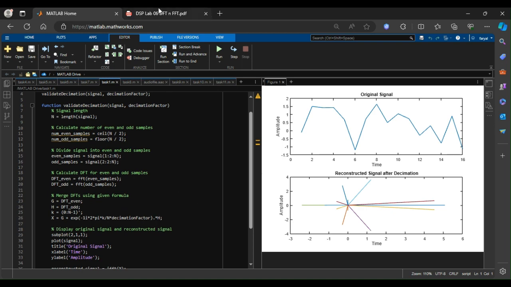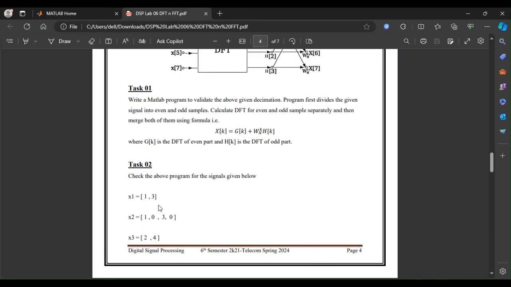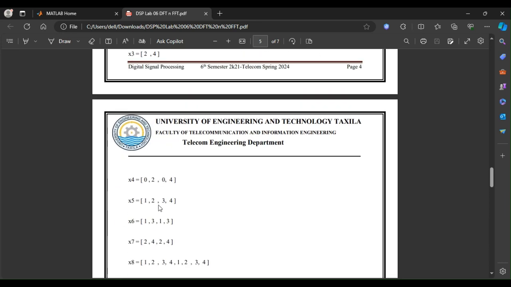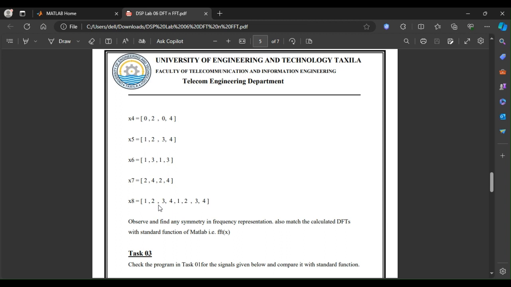Moving toward task 2 of today's lab, that is check the above program for the signals given below, x1, x2, x3, x4, 5, 6, 7, and 8. Observe and find any symmetry in frequency representation. Also match the calculated DFT with the standard function of MATLAB, that is the FFT function.